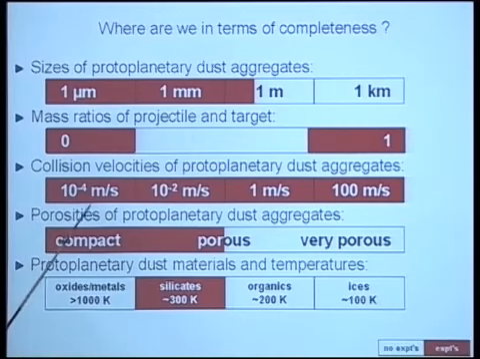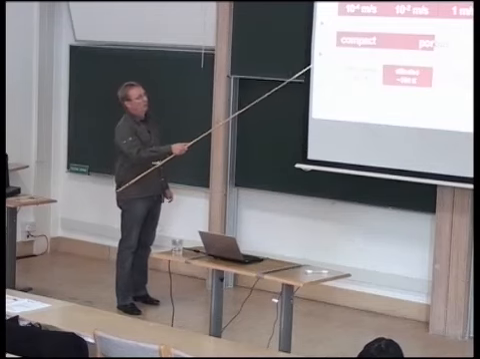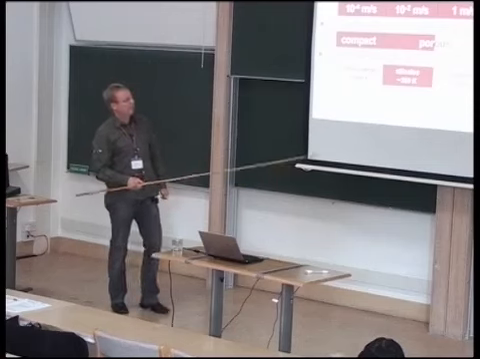Collision velocities, anything is possible from 10 to the minus 4 meters per second, then for small particles in the Brownian motion, that's all done, to 1 centimeter per second, I've just shown you, up to 100 meters per second, it's all no problem. So the velocity is the easiest thing to do. Porosities, we have, of course, easy is to make compact particles.